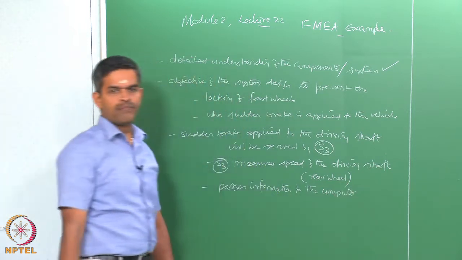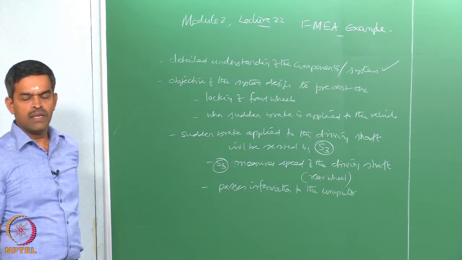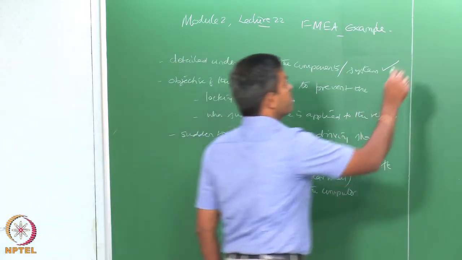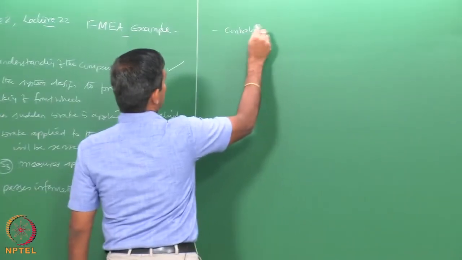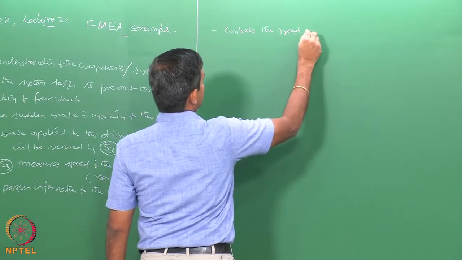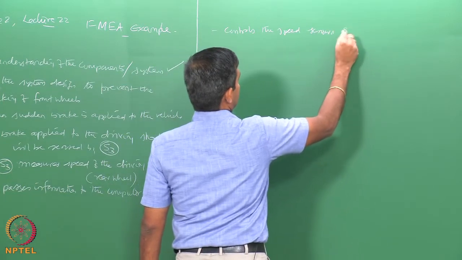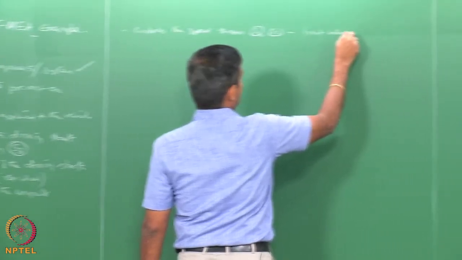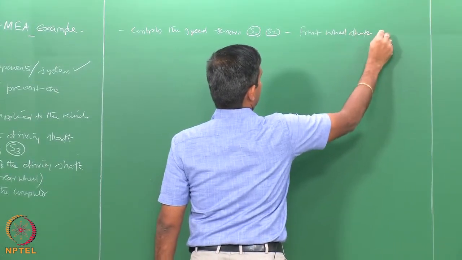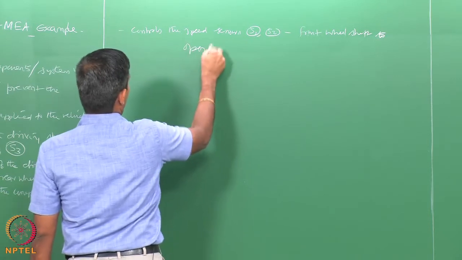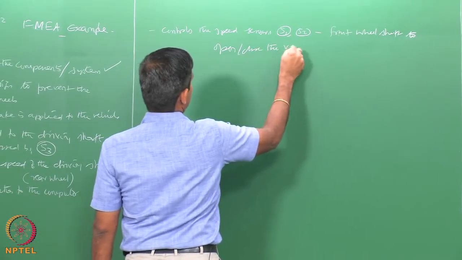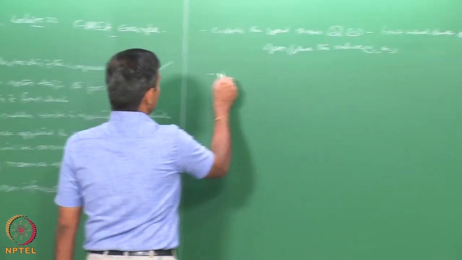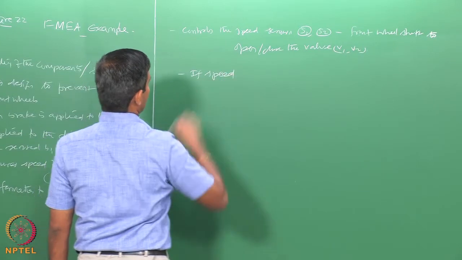The microcomputer present on board now controls the speed sensors S1 and S2 located on the front wheel shaft to open or close the valves V1 and V2. That is the function.